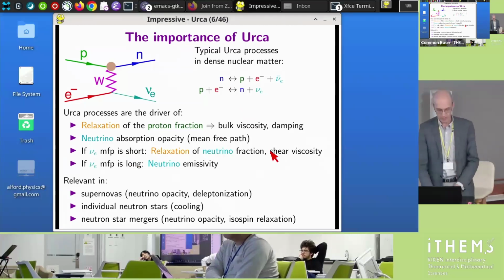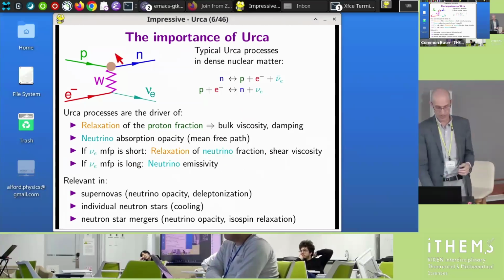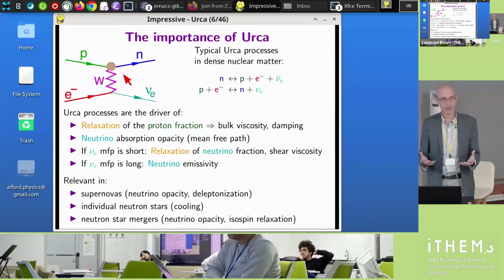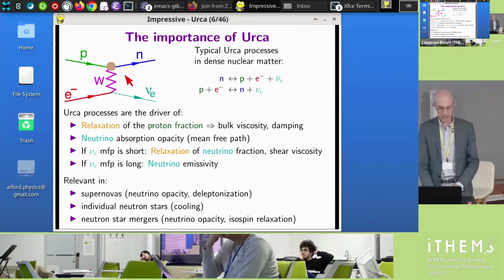If the neutrino mean free path is long, the neutrinos just stream out, and then this sort of process here is telling you about the emissivity of neutrinos, how neutrinos cool the system by carrying energy away. So there are many processes where Urca is essential.